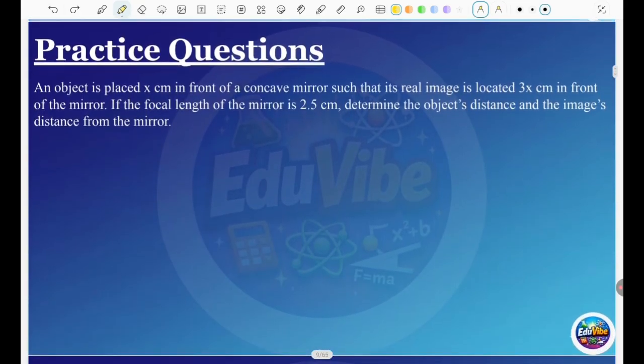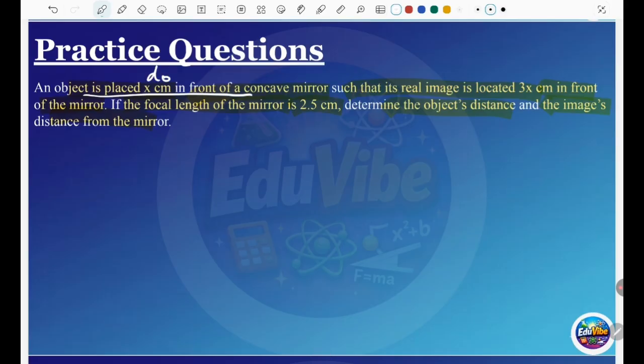And the next one is a very special question because this is not like the questions we are doing so far. Now we are doing a very diploma style question. The question says, an object is placed x centimeter in front of a concave mirror such that its real image is located 3 centimeter in front of the mirror. If the focal length of the mirror is 2.5 centimeter, determine the object's distance and the image distance from the mirror. So what you have to find? You have to find the object's distance, but they mention that the place between this, so they gave us the DO. DO is equal to the x.